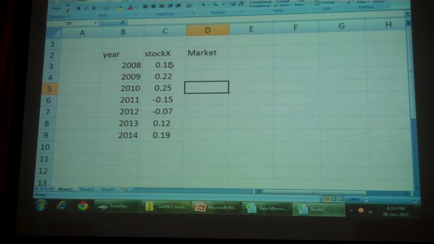So how would I have calculated this 18%, 22% and all? It's a price change, right? 2009 December versus 2008 December. What is the difference? Now simultaneously, let's say we have the market returns also with us.